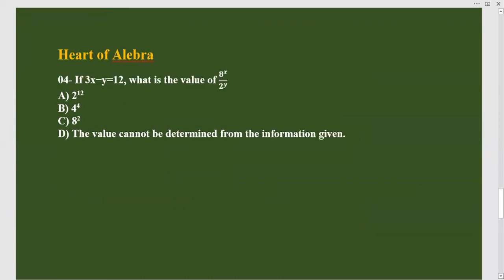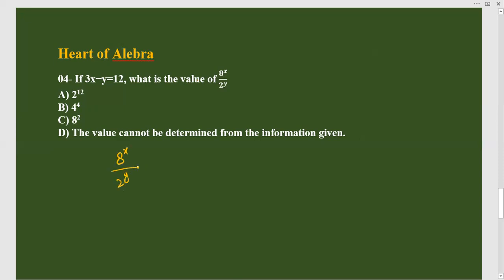Okay, question number 4. This is also hard algebra, and they are asking: 3x minus y is equal to 12. And now they're asking what is the value of the expression 8 power x into 2 power y. So now you know that 3x minus y is equal to 12. So you can't find the value of y or x in that, especially in real number value. So what you have to do is simplify first the expression 8 power x and 2 power y.